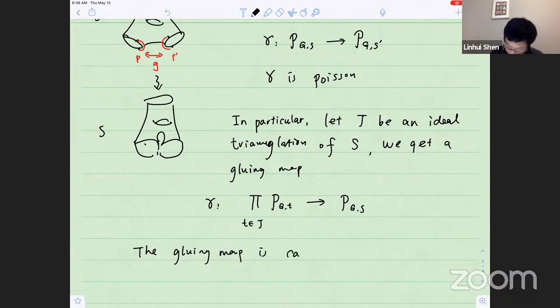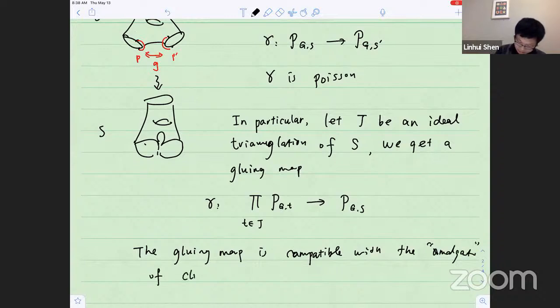And this gluing map is also compatible with the amalgamation of cluster varieties. So that's one quick remark about this.